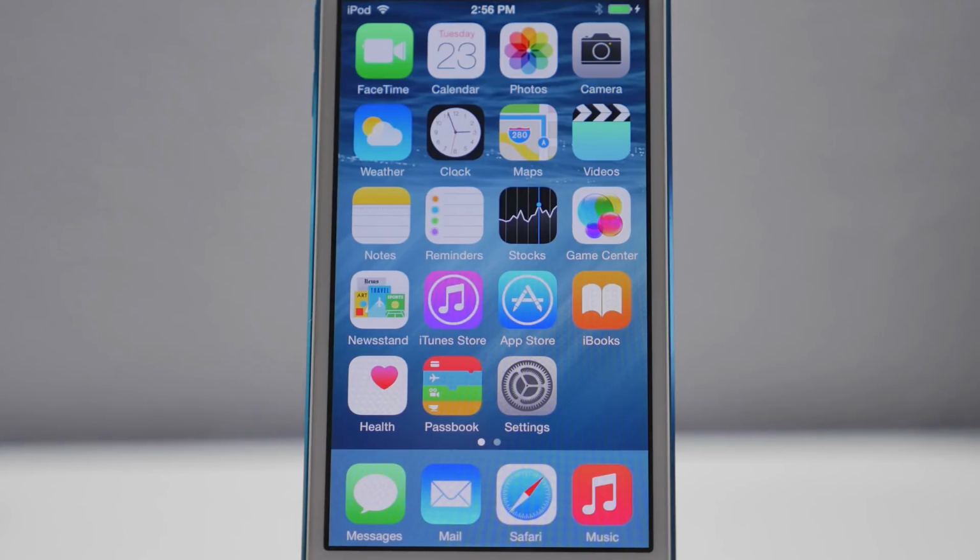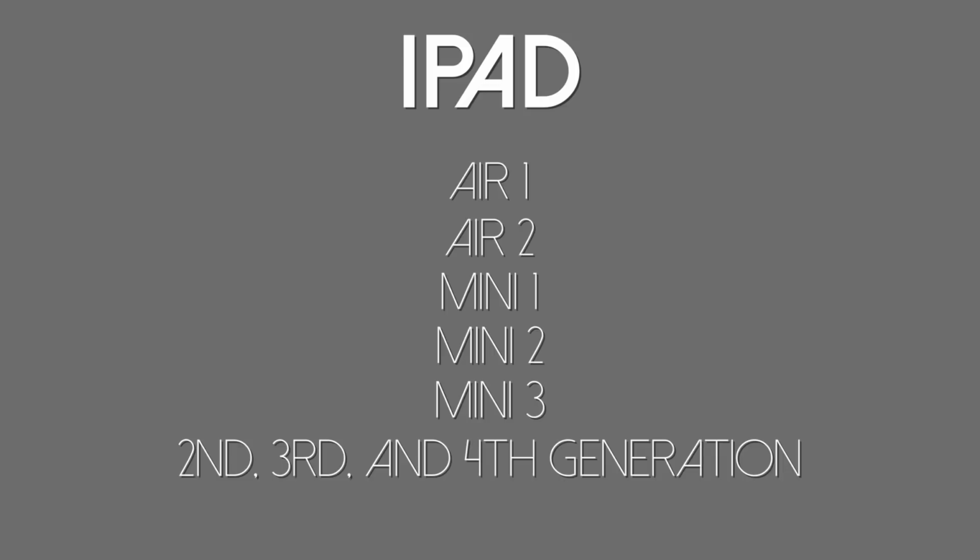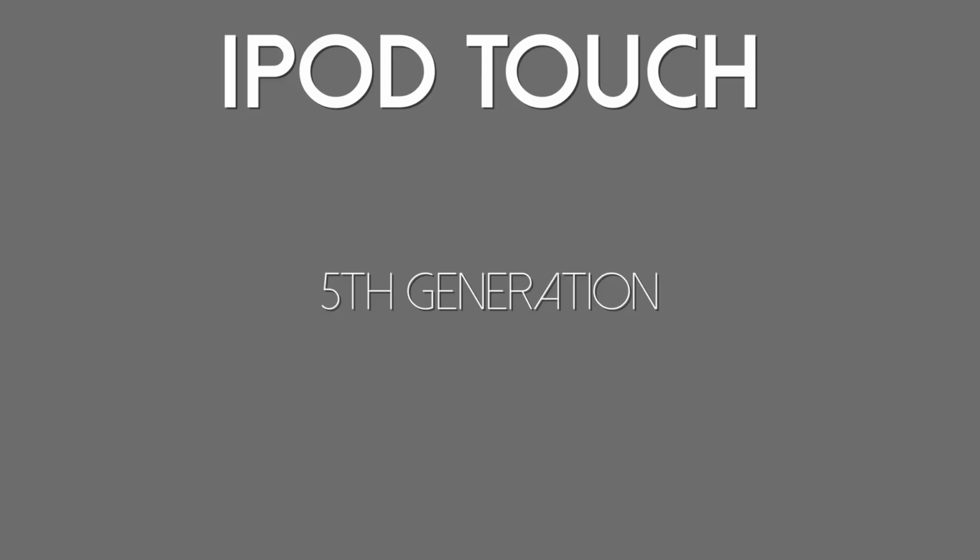Now, the supported devices for the Taiji Jailbreak tool version 2.0 are the iPhone 4S, 5, 5S, 5C, 6, and 6 Plus, along with the iPad Air 1 and 2, the iPad Mini 1, 2, and 3, the iPad 2nd generation, 3rd generation, and 4th generation, and lastly, the iPod Touch 5th generation, which is the device that I'm going to actually be jailbreaking in this video.